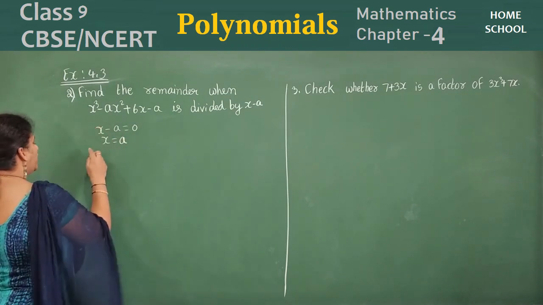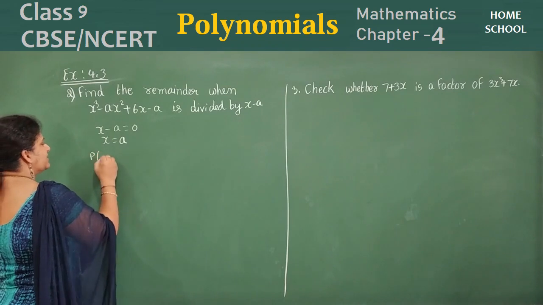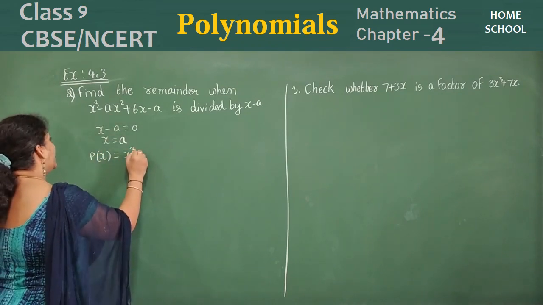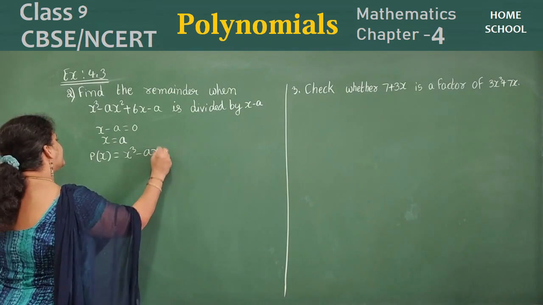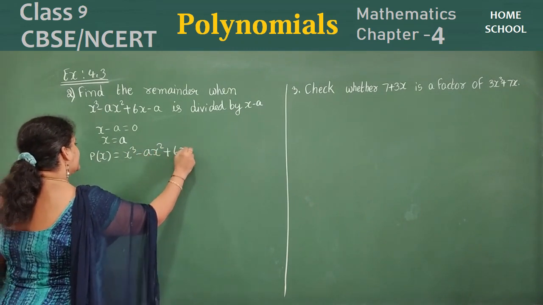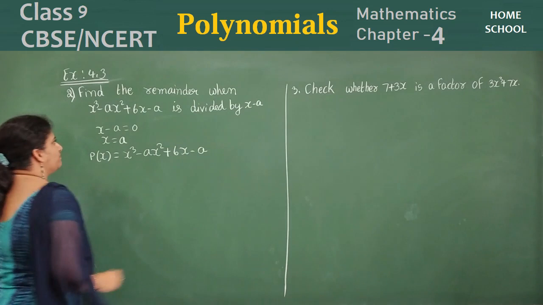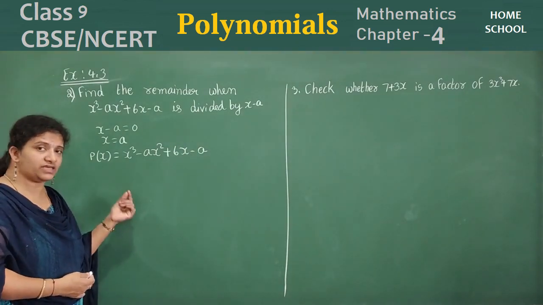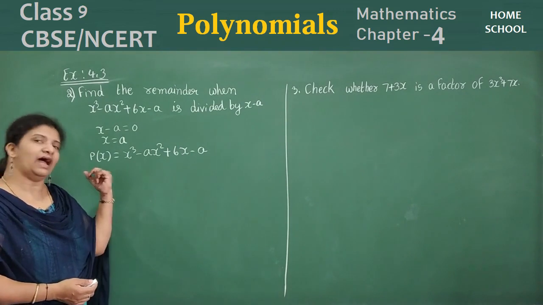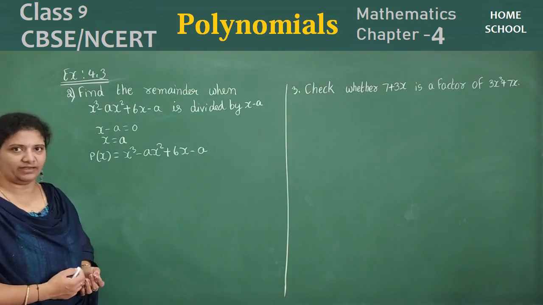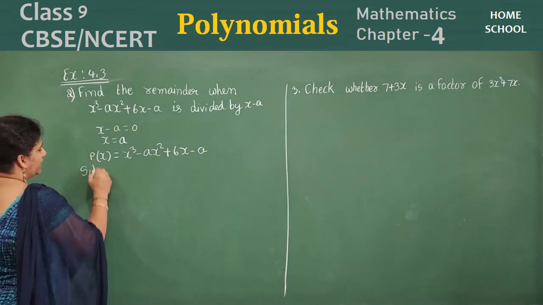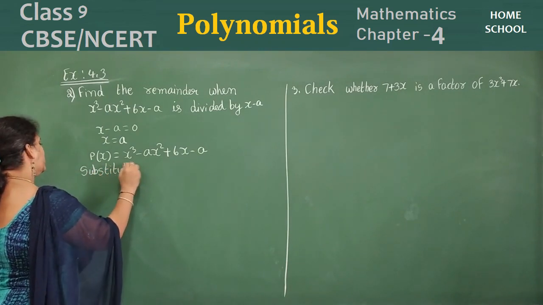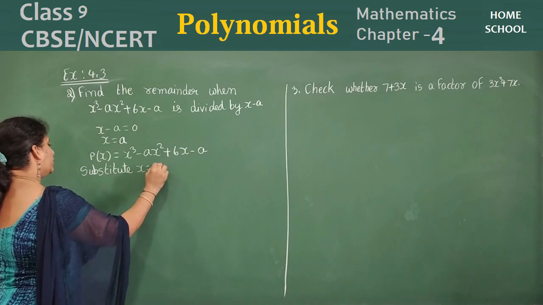Now take this polynomial. Let us assume it as p of x is equal to x cube minus a x square plus 6x minus a. Okay, do you remember, children? If p of x is equal to p of a, then that is equal to the remainder. Substitute in this polynomial. Substitute x is equal to a.